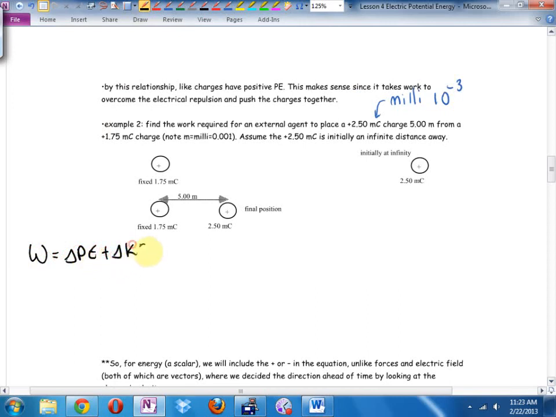Work is the change in potential plus the change in kinetic, yes? And let's assume we start and end at rest. I forgot to type that in that question, but I think that's fair game.